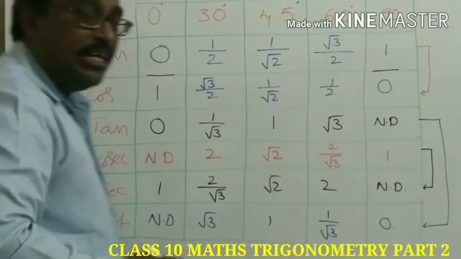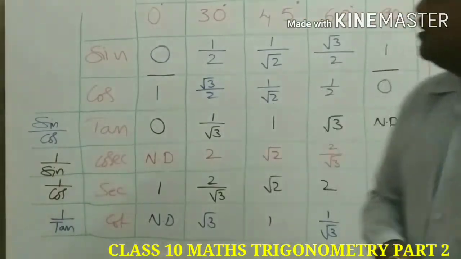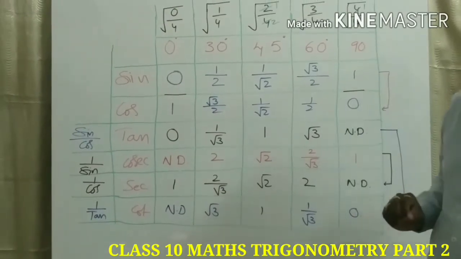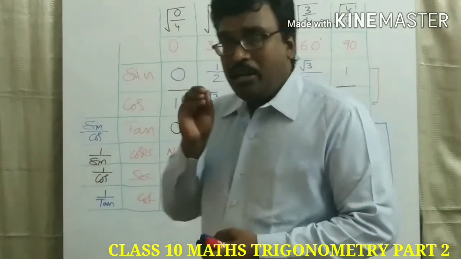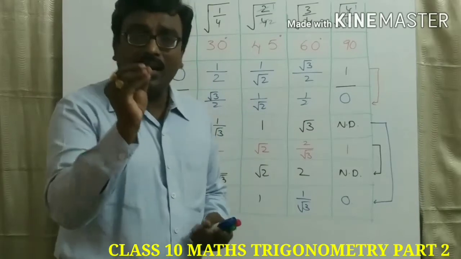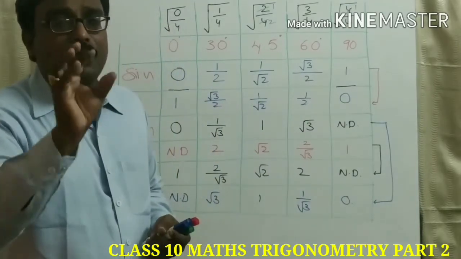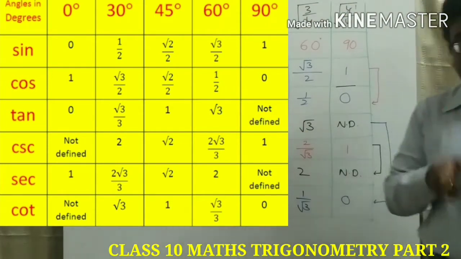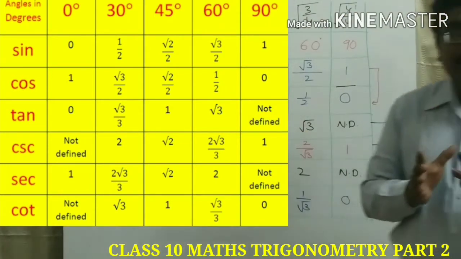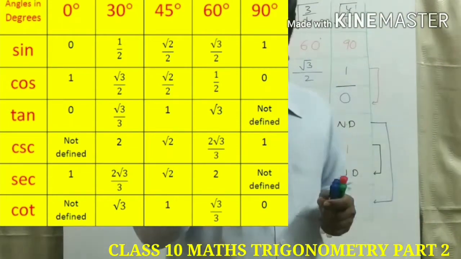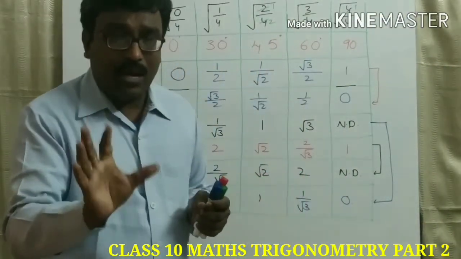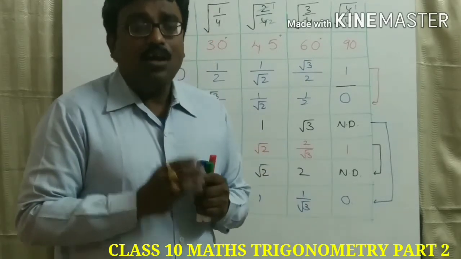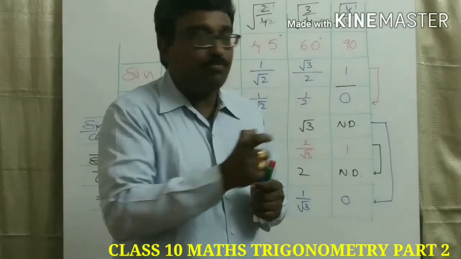So I completed the table of specific angles like 0, 30, 45, 60, 90. That means now you are in a position to tell the value for whatever the angle. If I ask, you should give a reply immediately, like tan 45 is 1, sin 60 is root 3 by 2, cos 30 is root 3 by 2. If you give the answer like that, then we can solve the problems very easily. We'll discuss some examples from this table.